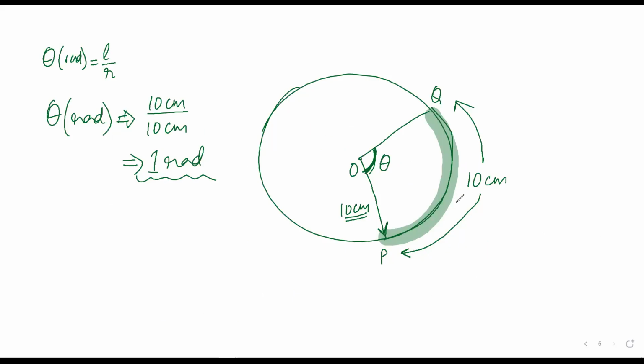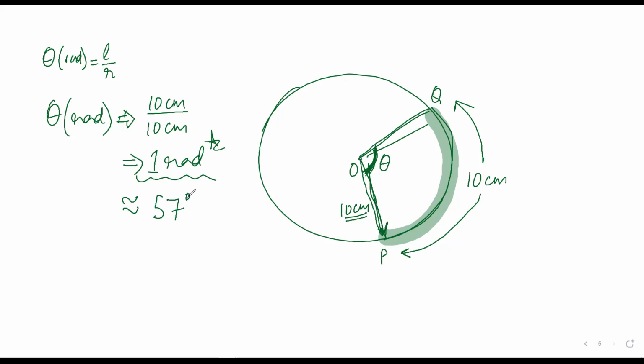Just draw a circle of any radius. Take a length of arc, and whatever angle is subtended at the center, that is 1 radian. And if you actually measure it using a protractor, this would be approximately equal to 57 degrees. Avantika, are we clear till here?